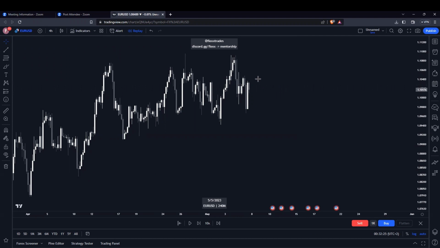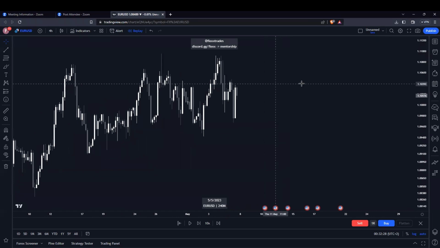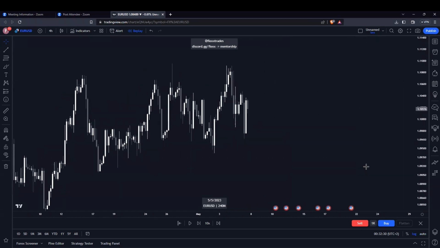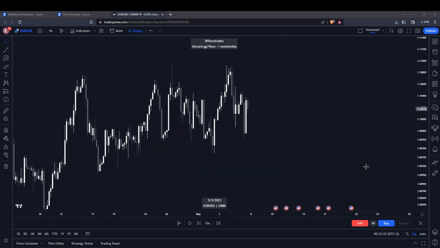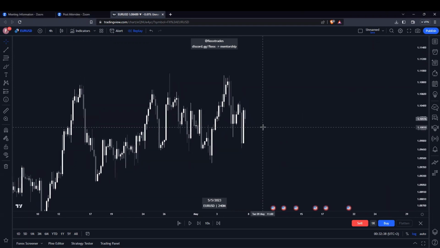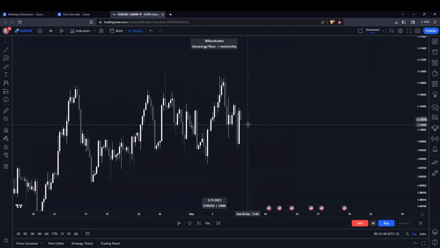But yeah. So first of all, we'll get right going. We're going to start on the 4 hour. What do we see on the 4 hour? We're bullish, right? And why are we bullish?